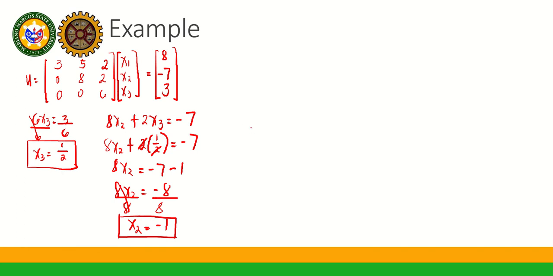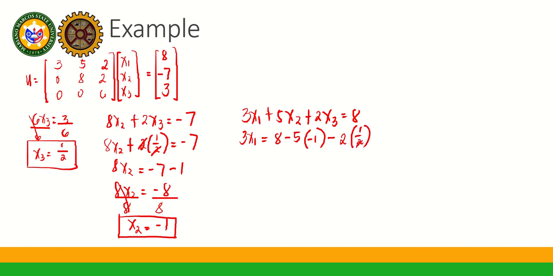And then, for our last row, that is equal to 3x sub 1 plus 5x sub 2 plus 2x sub 3 is equal to 8. So, let's plug the values. We have 3x sub 1. And then, transpose na natin since x sub 1 naman yung hinahanap natin. This will be equal to 8 minus, since positive yan, 5 times x sub 2 natin is negative 1 plus or minus, I should say, kasi transpose pala natin. So, 2 times 1/2. So, this will be cancelled. So, 3x sub 1 is equal to 8 plus 5 minus 1. Divide both sides by 3. X sub 1 is equal to 4.